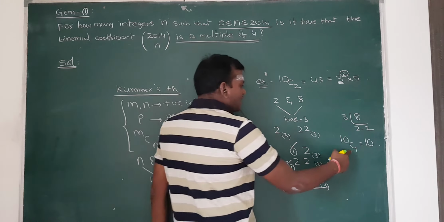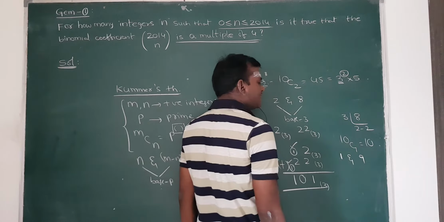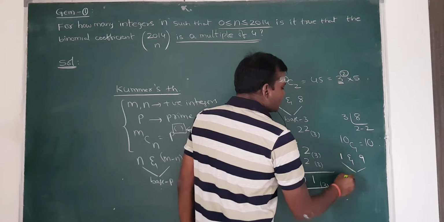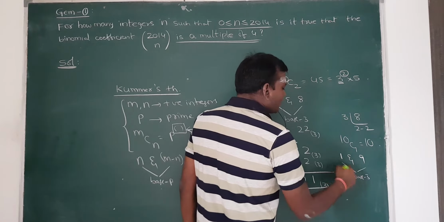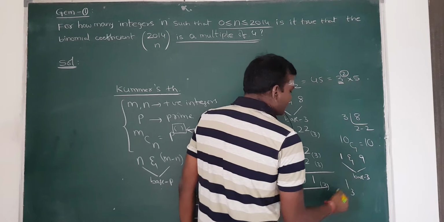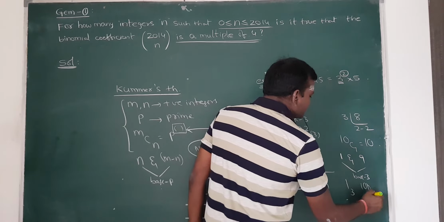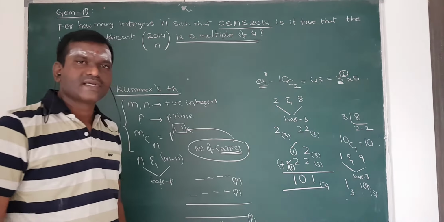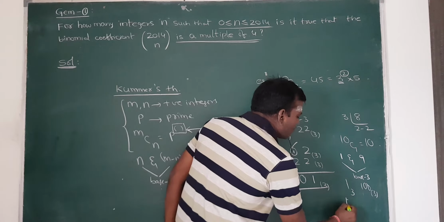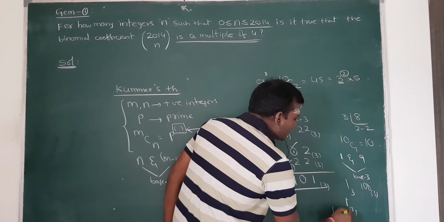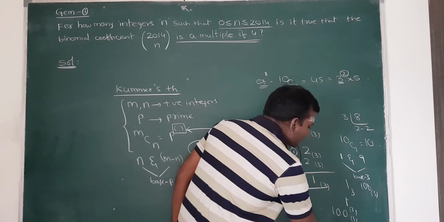So here what I am doing, express 1 and 10 minus 1, 9, in base 3 format first. 1 is 1 only in base 3 format, but 9 in base 3 format is 100. If I add these two, 1 and 100 in base 3 format, I am getting 101 in base 3 format, but no carry is possible.